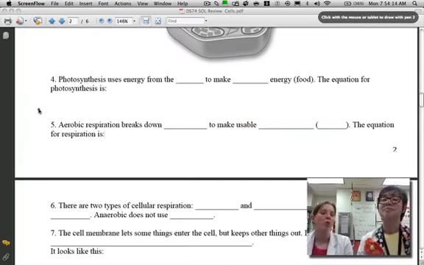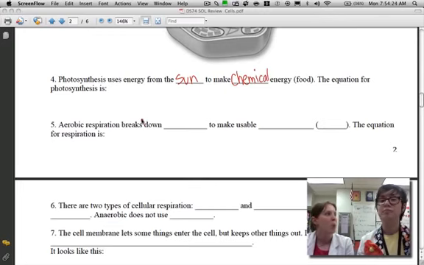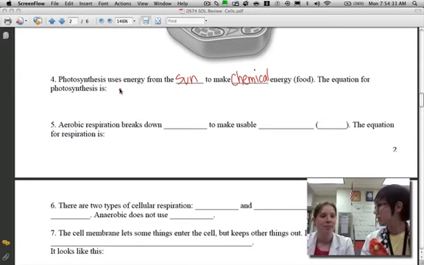Let's go ahead and talk about photosynthesis and respiration. So photosynthesis uses energy from the sun to make chemical energy or food. And now we're going to go ahead in this space and write the chemical formula both in symbols and numbers and also in words. All right. So what do we need to get this process started? So we're going to need some water, some H2O.